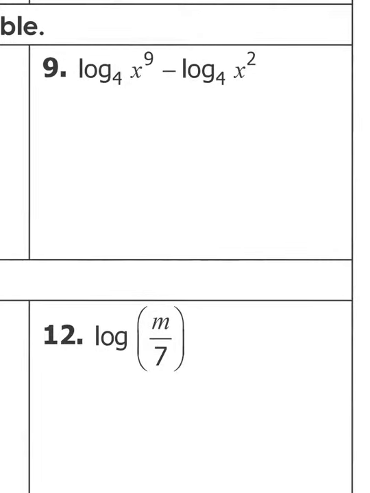Then number 9. Because we have subtraction, we're going to divide these two. So you get log base 4 of x to the 9th divided by x squared. When dividing like bases, you subtract the exponents, where there are more. So there's more up top. So 9 minus 2 is x to the 7th.